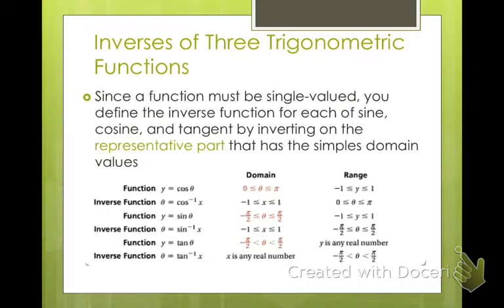First we have the inverses of three trigonometric functions. Since a function must be single valued, you define the inverse function for each sine, cosine, and tangent by inverting the representative part that has the simplest domain values. So y equals cosine theta, we have from 0 to pi, our range is -1 to 1. Remember, when we do inverse functions, we trade them. So our domain is -1 to 1, and our range is 0 to pi. Same for sine inverse, tangent inverse.